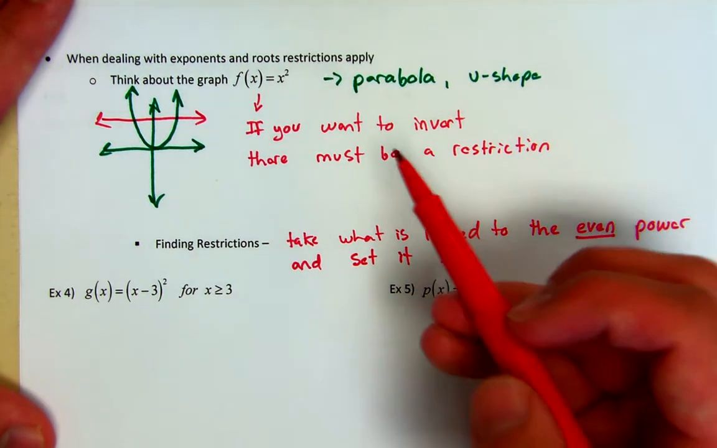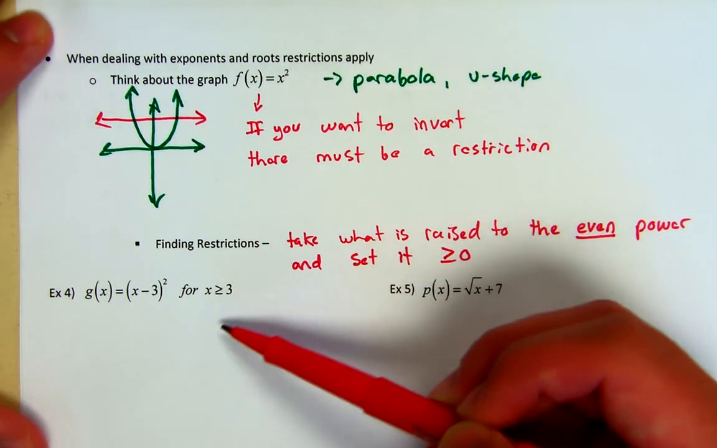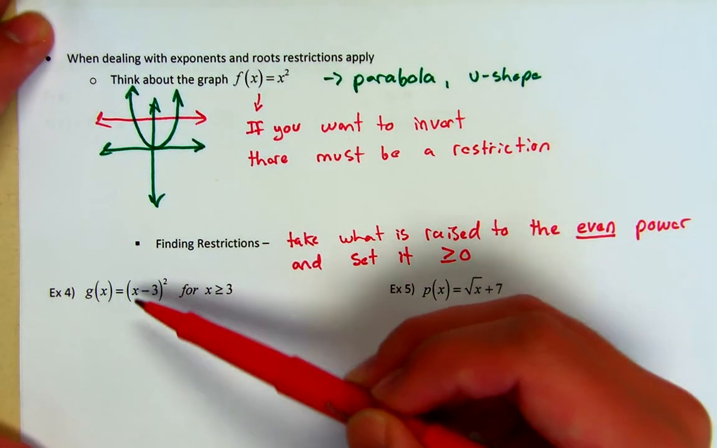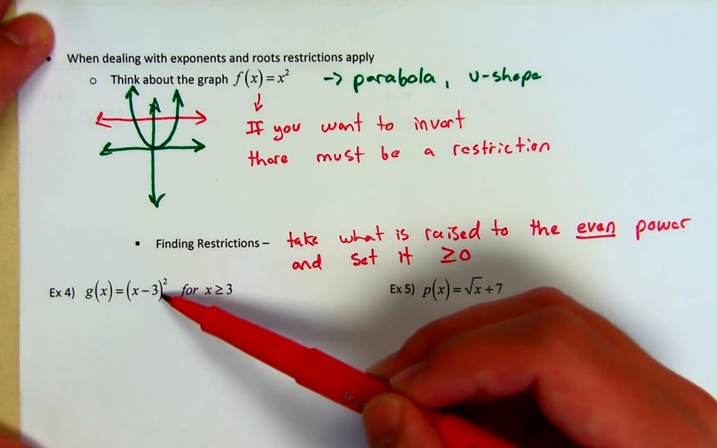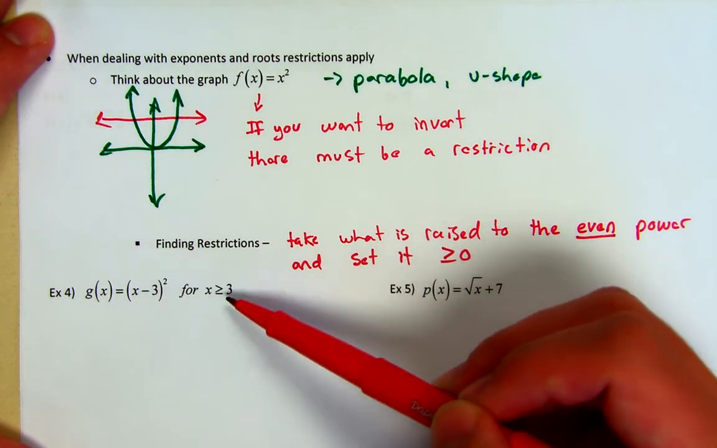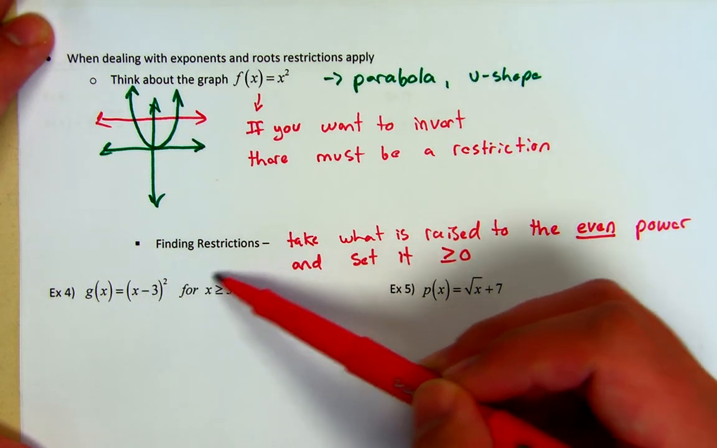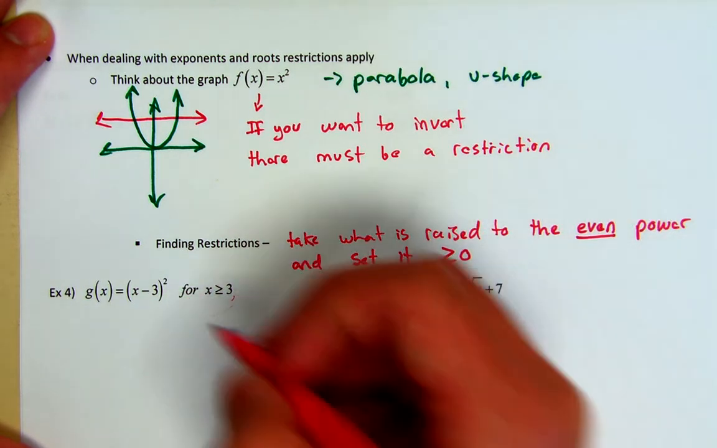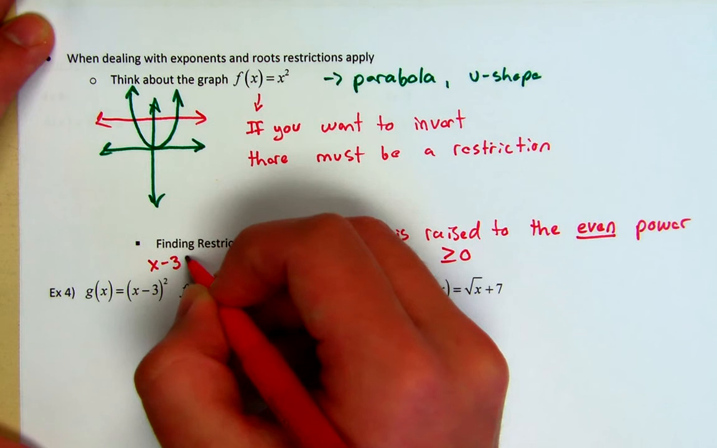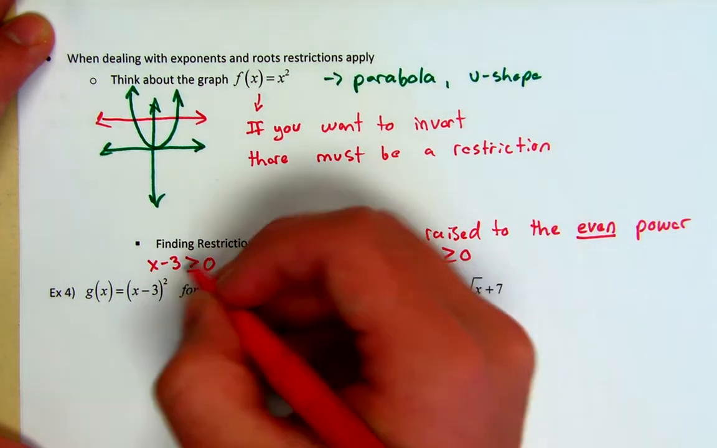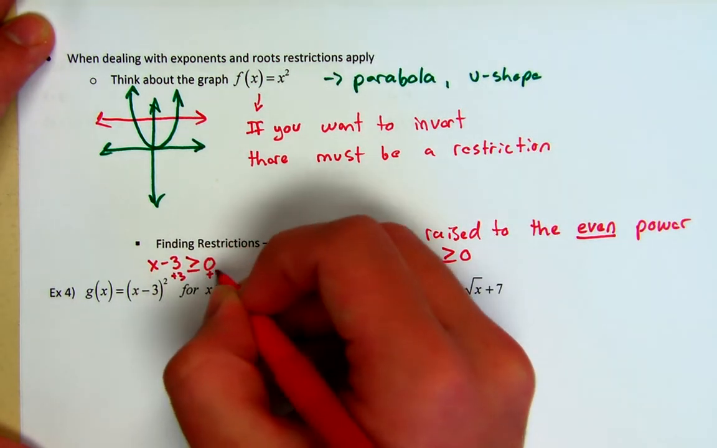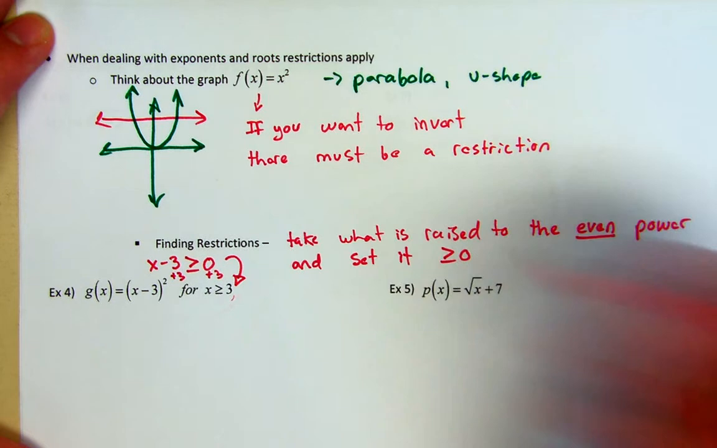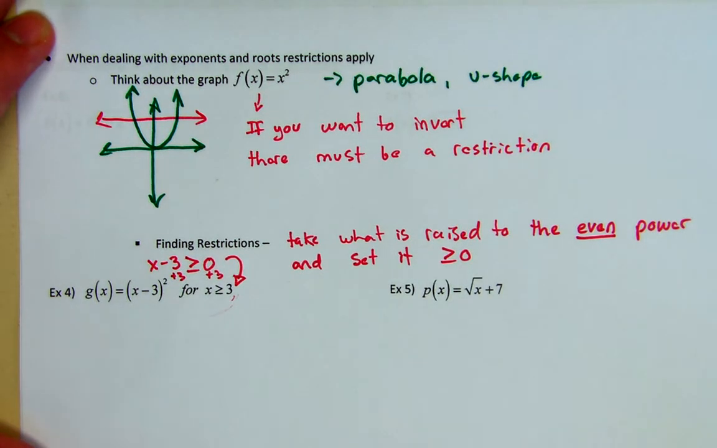Now, whenever you start with an even power, you will often be given the restriction, like example 4. g of x equals x minus 3 to the second power for x greater than or equal to 3. They found this restriction by using x minus 3 is greater than or equal to 0. So x minus 3 greater than or equal to 0, if I add 3 to both sides, I get to this restriction.